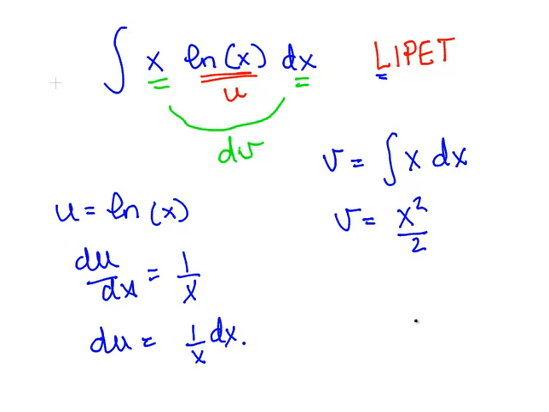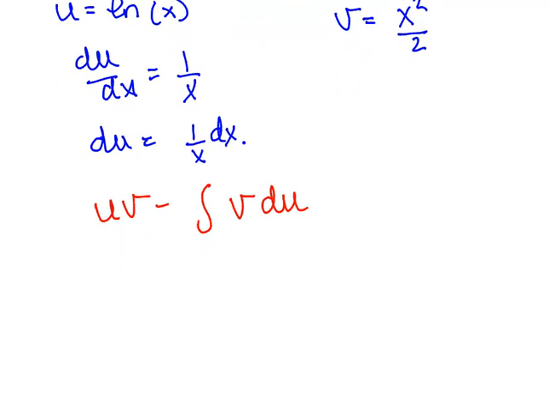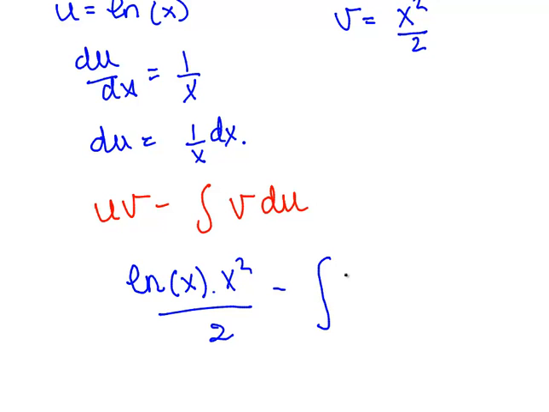Okay, so let's put this all together. I just made more space there. I'm just going to go back up here. So uv minus the integral of v du. So u here is log of x times x squared over 2 minus the integral of x squared over 2 times du, and du is 1 over x times dx.